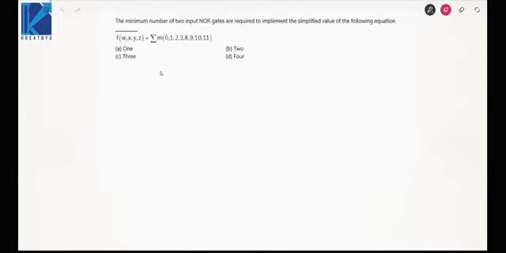Next problem. It is asking the minimum number of 2 input NOR gates required to implement the simplified value of the following equation. Now in this case, if you want to find out the minimum number of NOR gate, first we need to simplify the expression. And we have to write POS form in order to find the number of NOR gate. We have 4 variables, so I'll draw 4 variable K map.